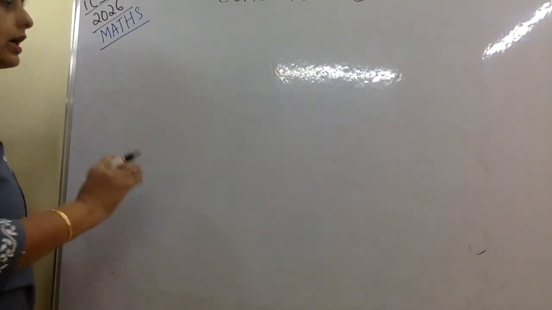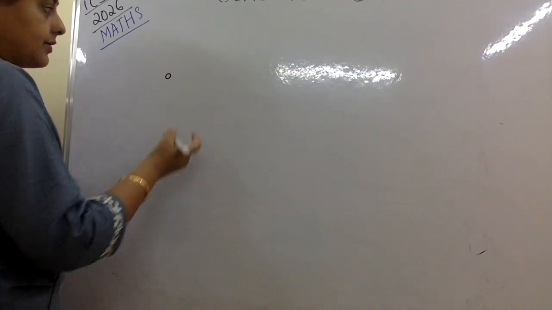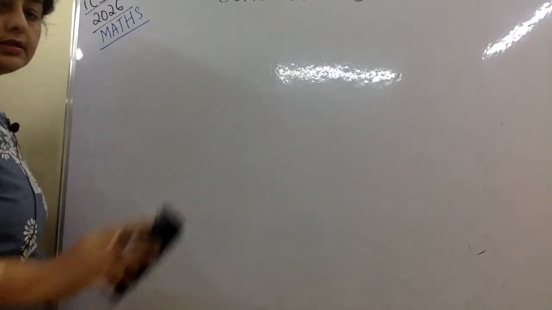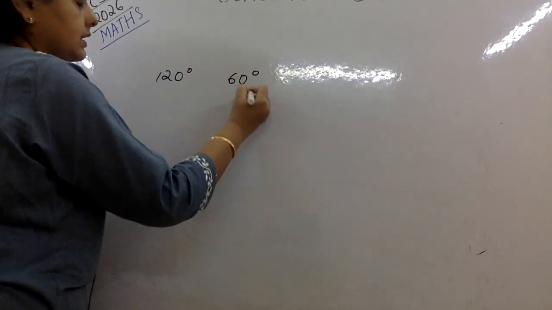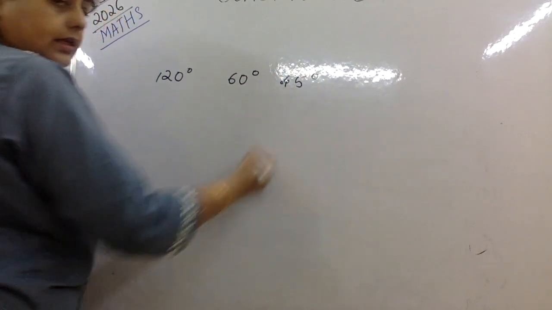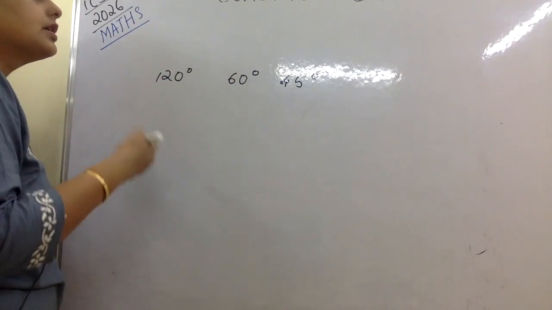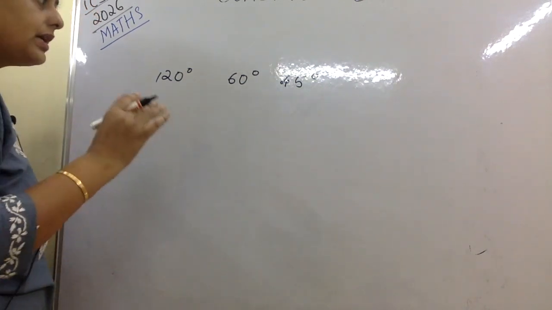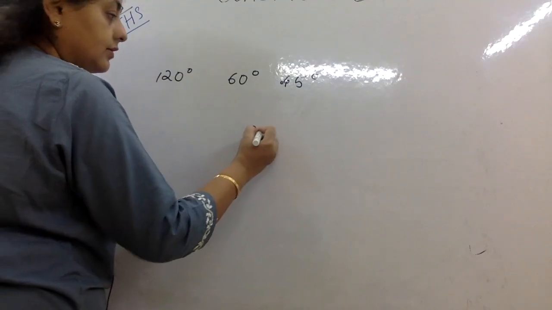Okay, now what we are going to do is, we are going to learn how to make angles other than the 90 degree we just made. Maybe we will learn how to make 120 degree, 60 degree, 45 degree, or you can say 30 degree. So how to make these angles? Very simple.